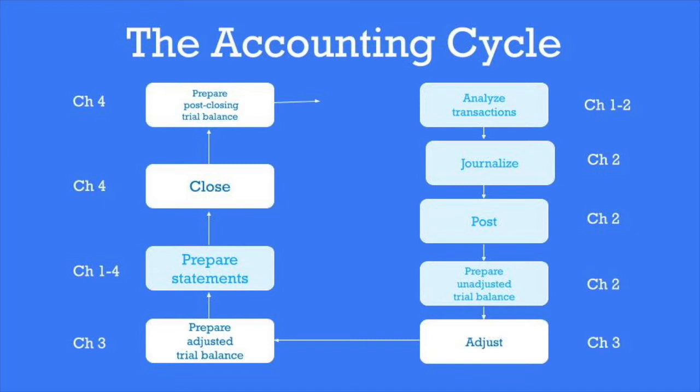And from there, we're going to prepare the statement. So really that's going to include chapter 4, but it includes really all the material from 1 to 4. And then we're going to look at the closing entries and finally preparing a post-closing trial balance. So what we're doing in really these first 4 chapters is this initial part of the accounting cycle. In the remaining of the course, we'll finish off the accounting cycle.